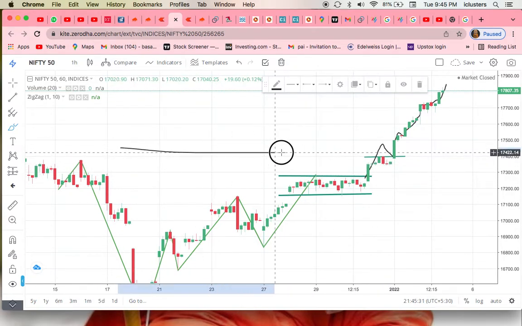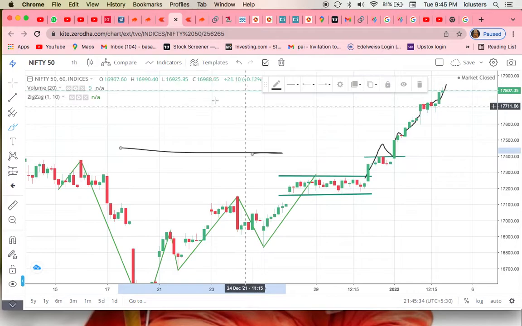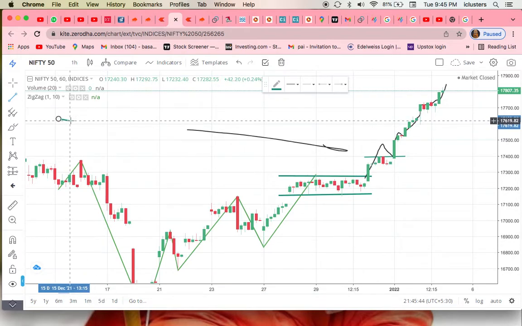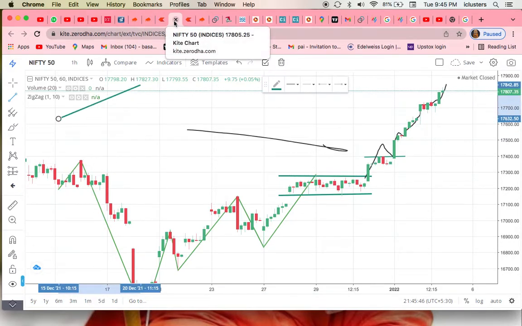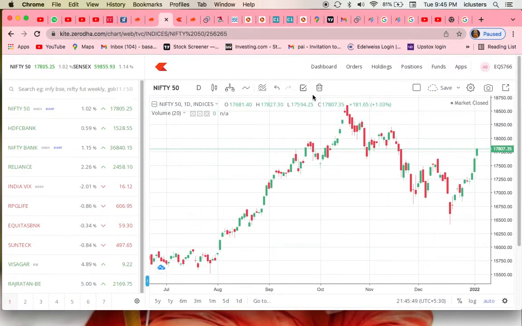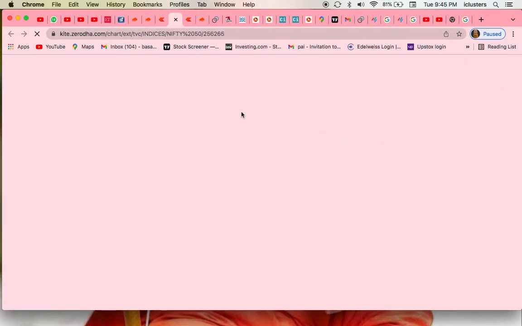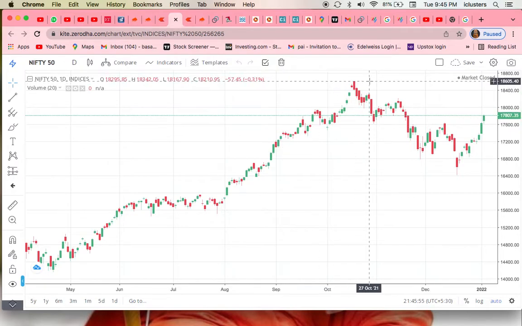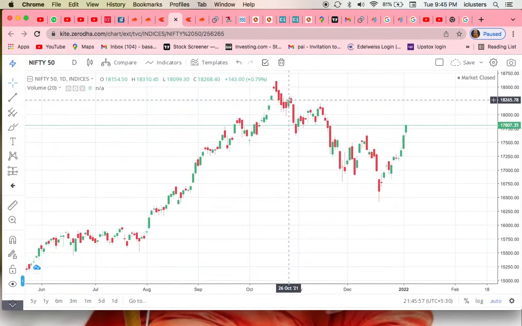Okay, in a downtrend what happens, I will show you. How price will move in a downtrend, I will show you. Okay, see, the downtrend started from here.